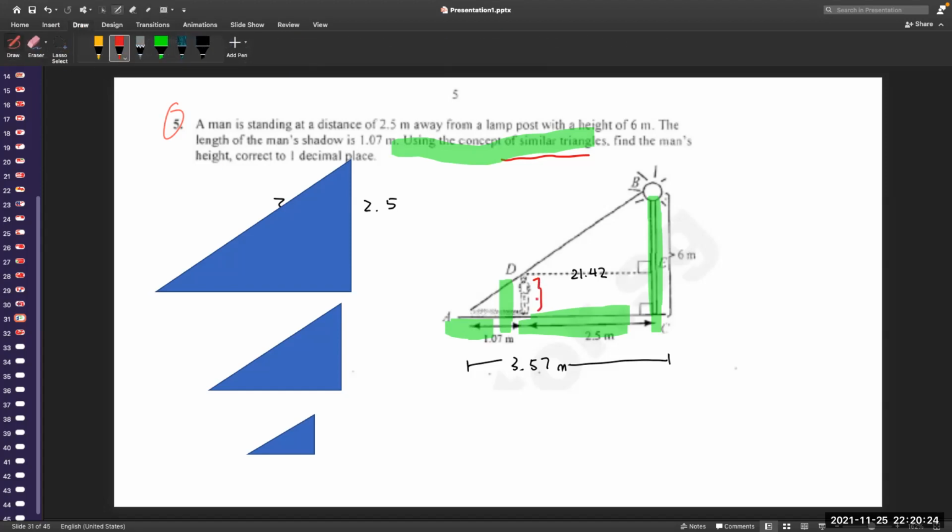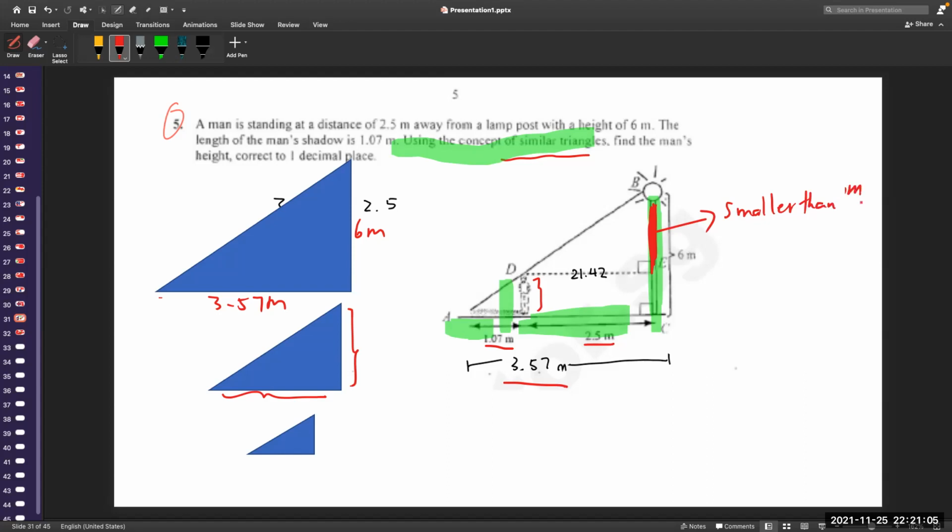Find height. So let me label the length. From here to here is 1.07. This is 2.5. You already get it, which is 3.57. 2.5 m. 3.57 m. And the height is 6 m. Then if I need to figure out this, what is this height? Don't know, right? Because it's not labeled, but I know this height is definitely smaller than 6.